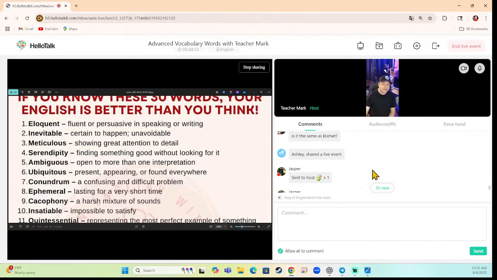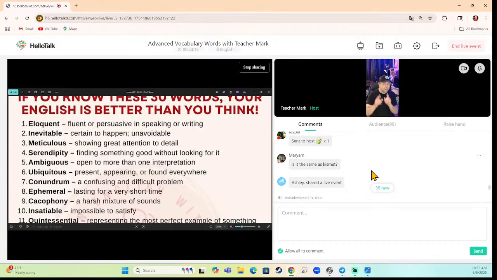Is it the same as kismet? Good question. It's very similar. I was going to say that just in a few minutes. There's another term called kismet that's also very similar. There are a few terms. Let me look them all up. Fate, destiny, serendipity, kismet, luck, fortune, coincidence, chance. These are all similar.